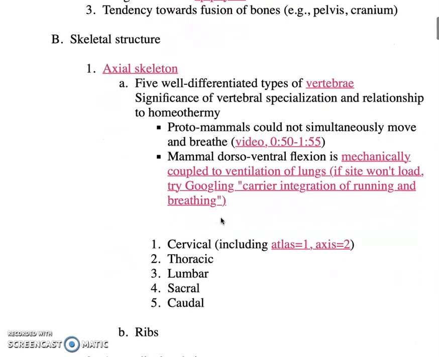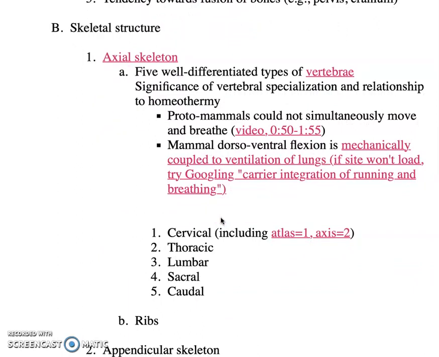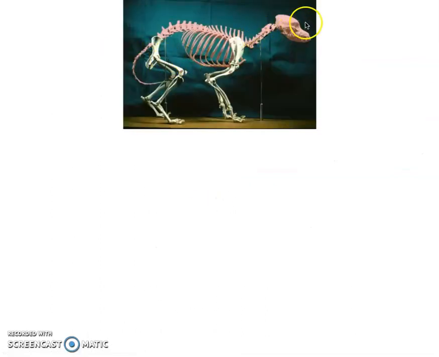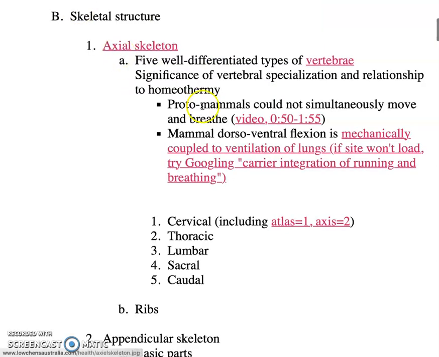So we're going to take a closer look at a few different features of skeletal structure. And again, we're going to look at the two parts of the skeleton, the axial skeleton and the appendicular skeleton. So remember, the axial skeleton is the part of the skeleton that runs from the cranium down the vertebrae. The ribs are part of the axial skeleton and all the way through the end of the vertebrae through the tail. So if we look at the vertebrae, mammals are very specialized in having 5 different types of vertebrae that are easy to distinguish from each other.